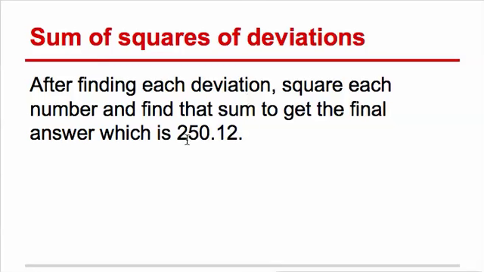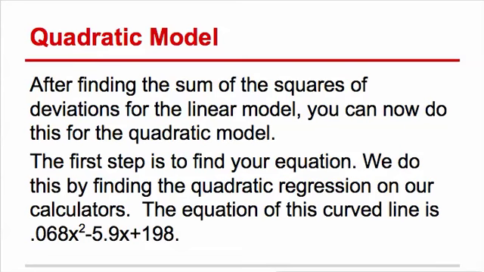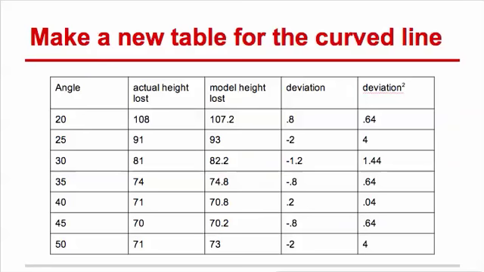You add them all up and you get a total of your least squares, or deviation squares, of 250.12. That's for the straight line. If we do the same thing with a quadratic regression on our calculator, this is what you get: a is 0.068, b is negative 5.9, and c is plus 198. When you do the same thing with our chart and fill it in, you see the deviations are much, much smaller. So right off the bat we have a strong suspicion that it's a better fit.